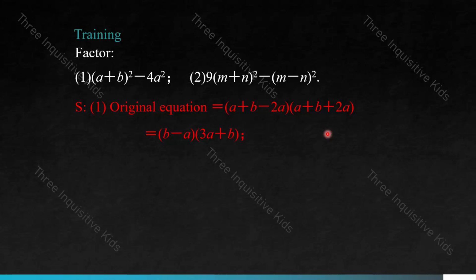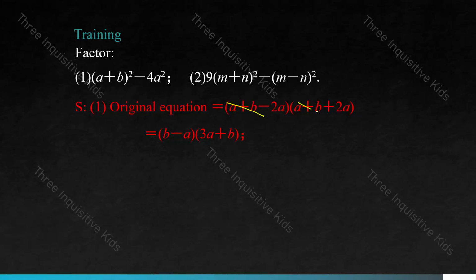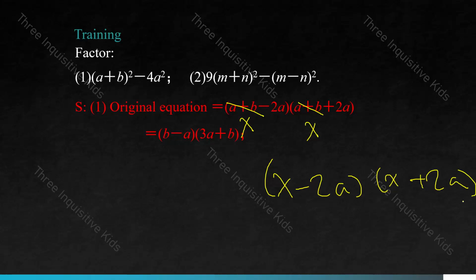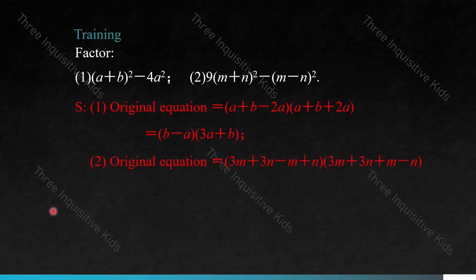Here we can think of a plus b as its own variable. So here what I'm going to do is replace a plus b with x. So then we'll have (x minus 2a) times (x plus 2a). This way, we can more easily visualize using the square difference formula since an expression has been replaced with one variable. So that's just applying our thinking in terms of a whole mindset.